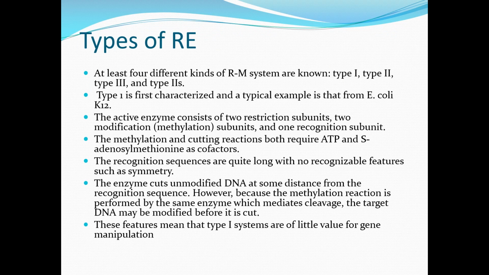This enzyme can be classified into four types: type 1, type 2, type 3 and type 2As. Type 1 is the first characterized enzyme, and a typical example is that from E. coli K12. The active enzyme consists of two restriction subunits, two modification subunits and one recognition subunit. The methylation and cutting reactions both require ATP and S-adenosyl methionine as cofactors.